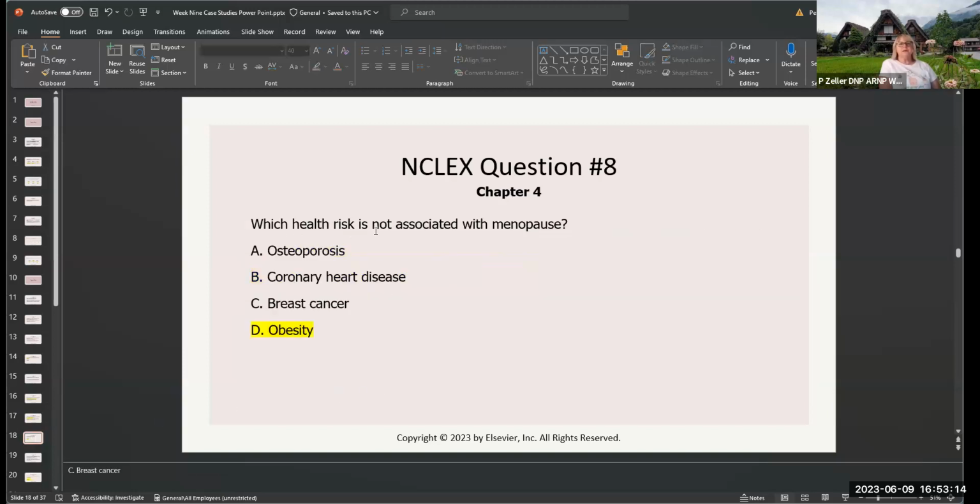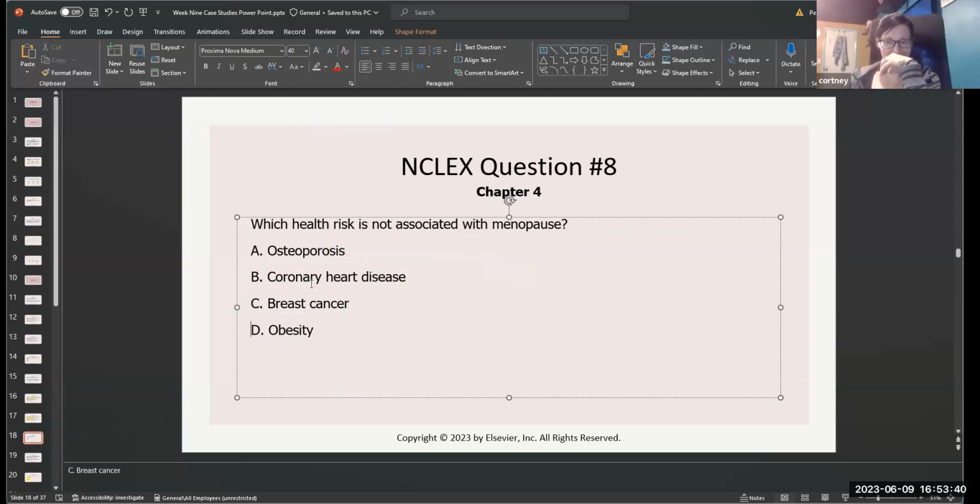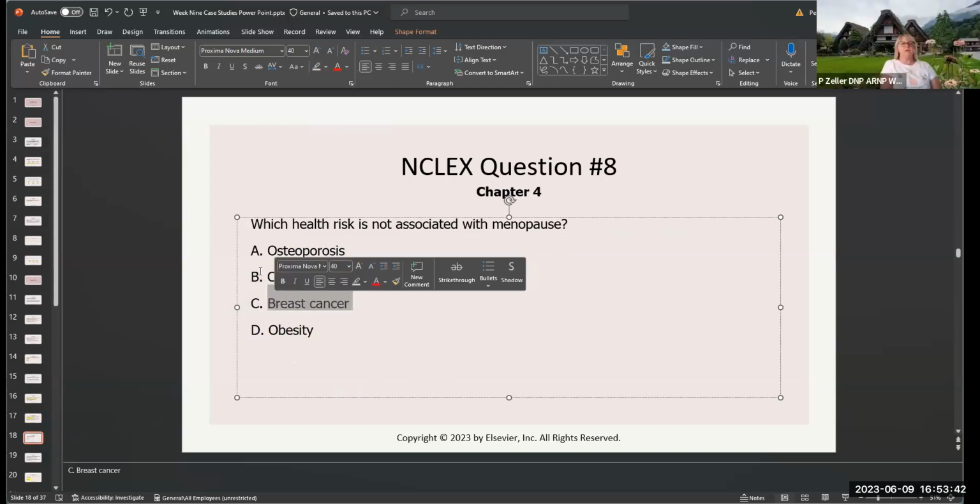Which health risk is not associated with menopause? Your book says one thing and I said another thing. Which health risk is not associated with menopause? Breast cancer? Yeah, it's breast cancer.